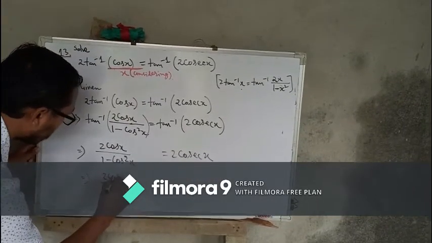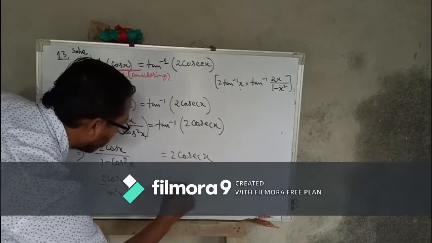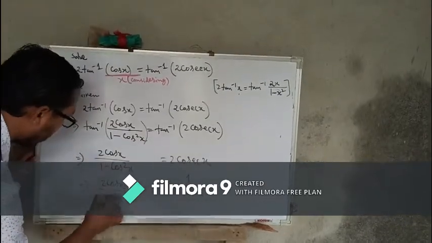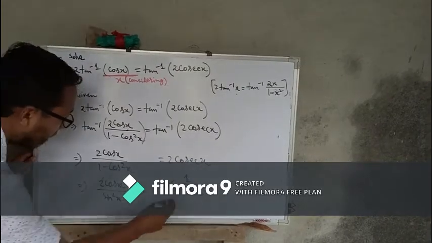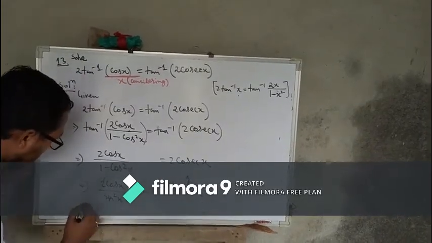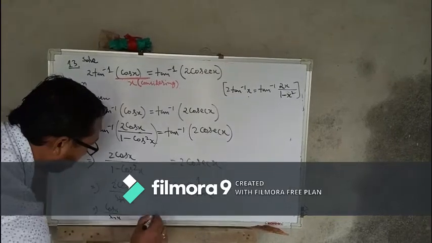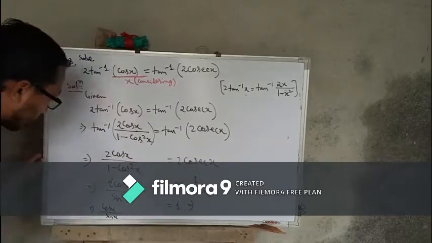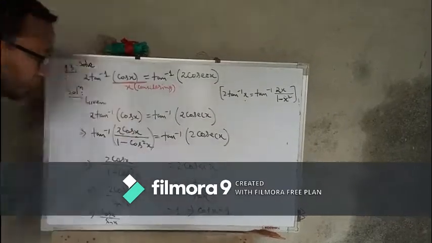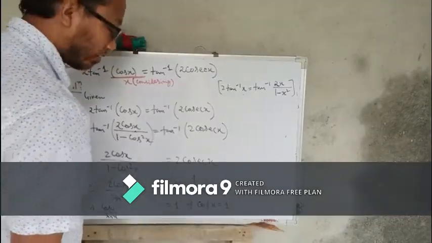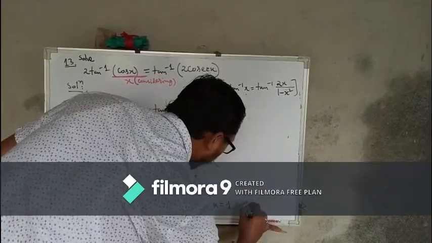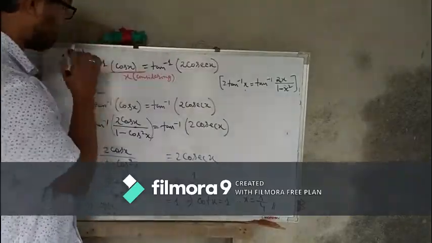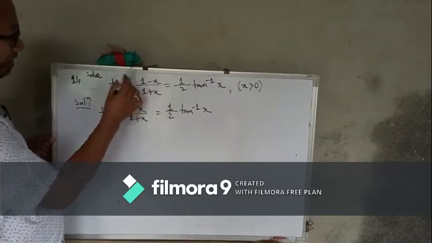2 cos x, and 2 cosec x is 2 by sin x. 2 and 2 can be cancelled from both sides, and one sin x will be cancelled from this side. It will be cos x by sin x, which is equal to 1, implies cot x is equal to 1, and if we recall that cot 45 degree is equal to 1, 45 degree, pi by 4. So this is the solution of this equation. We have to solve this equation.